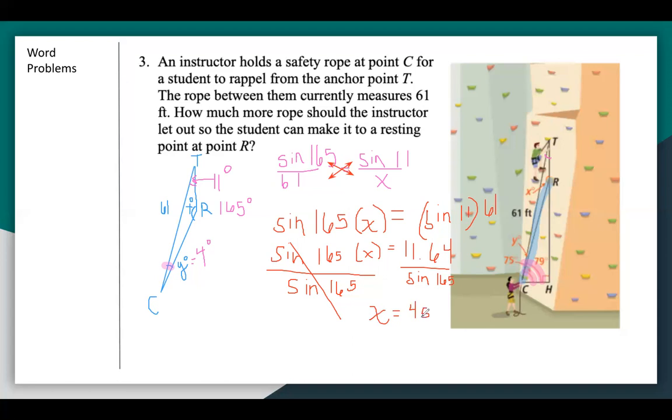And so the question becomes, how much rope does the instructor need to let up in order for the student to make it to angle R? Right now they have 61, and I need them to have 45. So how much does the instructor need to take? Well, the instructor needs to take about 16 feet of rope.